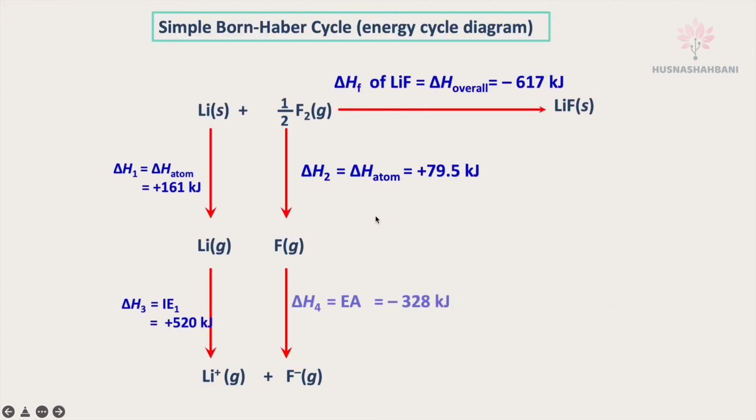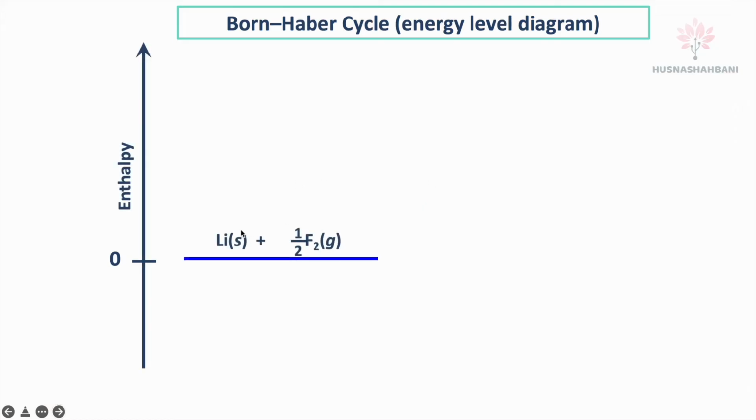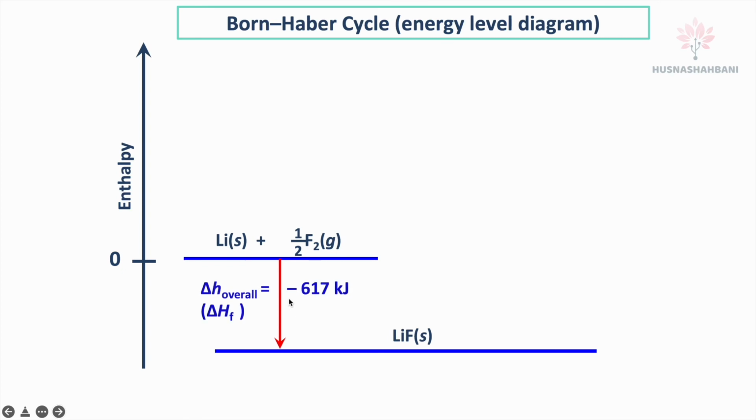The energy cycle doesn't matter because you just show the cycle, but for the energy level diagram, if it is negative, this is the reactant and you want to form the product, and the arrow must point downwards. So this is the product, pointing downwards because it releases energy. When it releases energy, the energy of the product will be lower than the energy of the reactant. That's why the arrow points downwards. Then write down the delta H formation, negative 617 kilojoules. This is the first one, the enthalpy of formation.